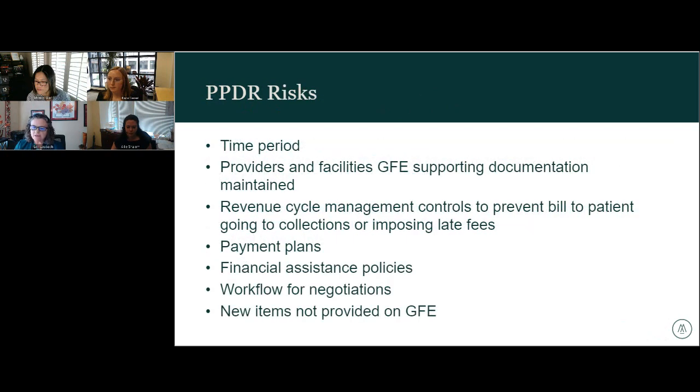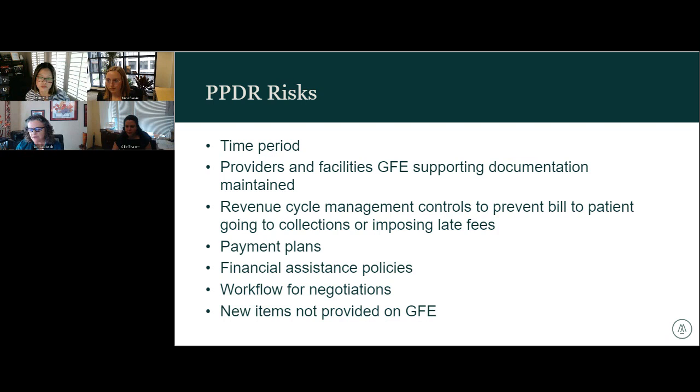Thank you, Kara. So some of the risk areas on here, I worry about the time period, and Kara had provided a list of different time periods that are required. And so as we get into doing the PPDR, we ought to watch those time periods and make sure that we're trying to resolve if we can. If we can't, we go through the process.